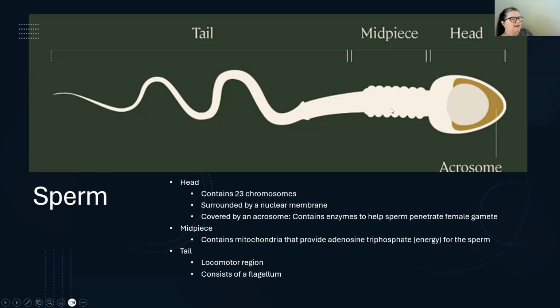The midpiece is where the mitochondria are, because remember, this is a cell. Mitochondria, if you recall back from the cells, provide ATP, or adenosine triphosphate, which supplies energy for the cell, in this case, the sperm. And then the tail is the locomotor region. It consists of what is called the flagellum, and this is what allows it to propel itself around to get where it needs to be.